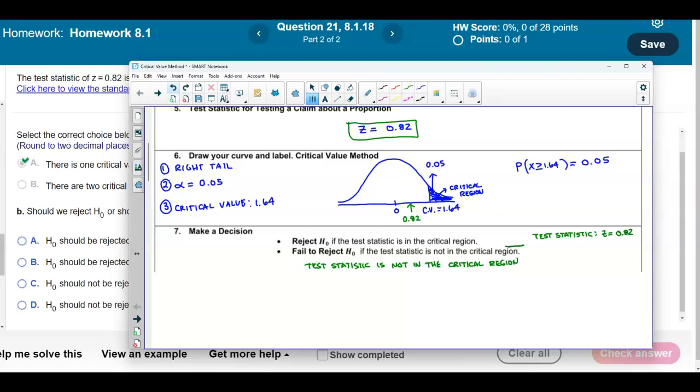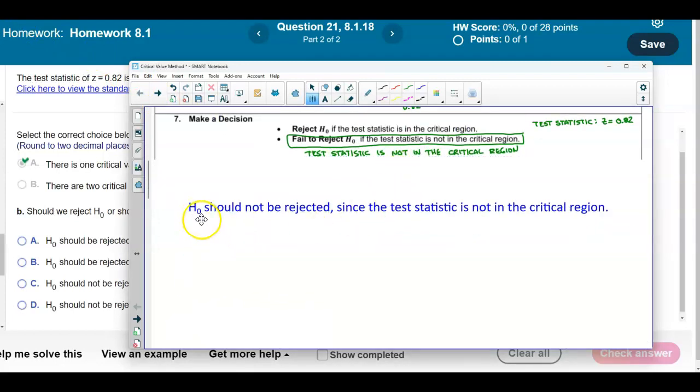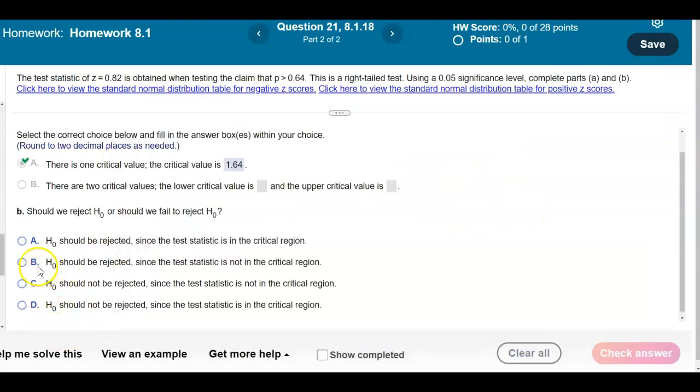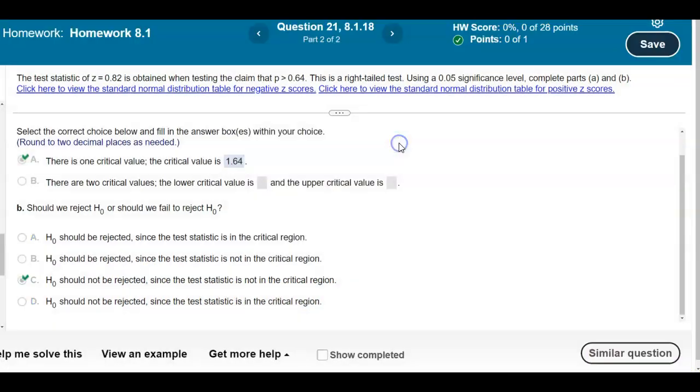Since it's not in the critical region, we would fail to reject the null hypothesis, because if the test statistic is not in the critical region, we would fail to reject the null. So therefore, this would be our answer. We would say the null hypothesis should not be rejected since the test statistic is not in the critical region. So we would say C, the null hypothesis should not be rejected since the test statistic is not in the critical region. Checking our answer, and there is our result.